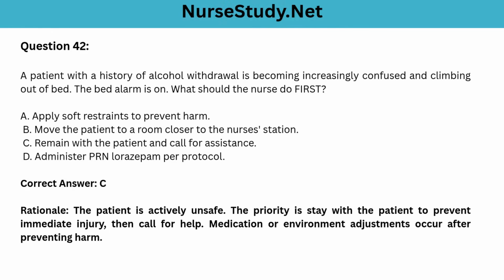Correct answer: C. Rationale: The patient is actively unsafe. The priority is to stay with the patient to prevent immediate injury, then call for help. Medication or environment adjustments occur after preventing harm.